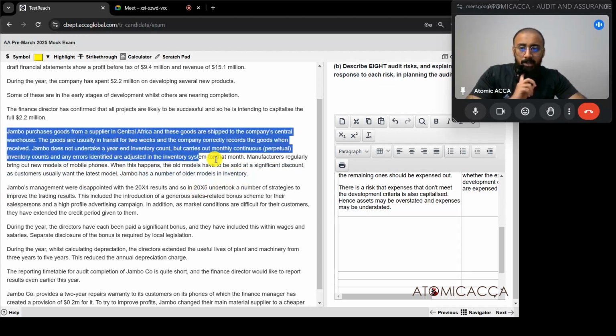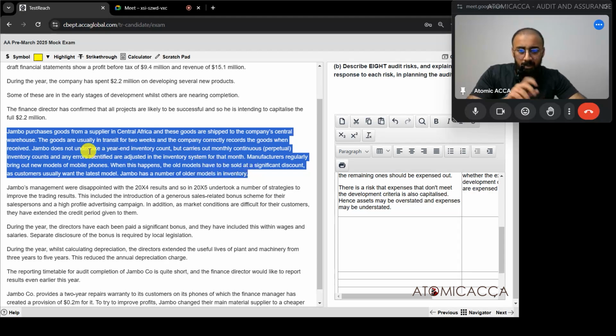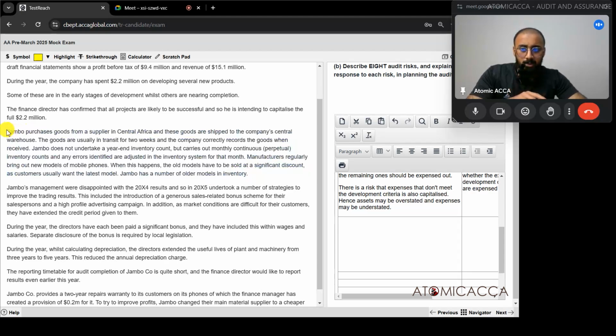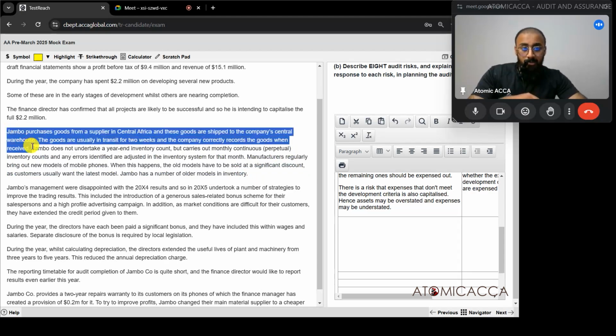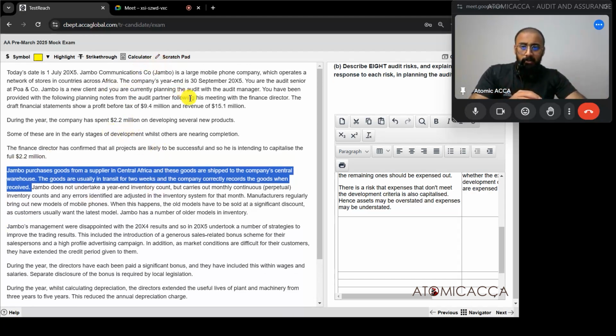Now this whole paragraph is talking about inventory itself. First two sentences were talking about recording the inventory. That is, when they order, it takes 2 weeks to reach over here. Only once it reaches over here, they are recording it. Now, what could be the risk over here? Let's say, what is the year end for this company? Year end is 30th September.